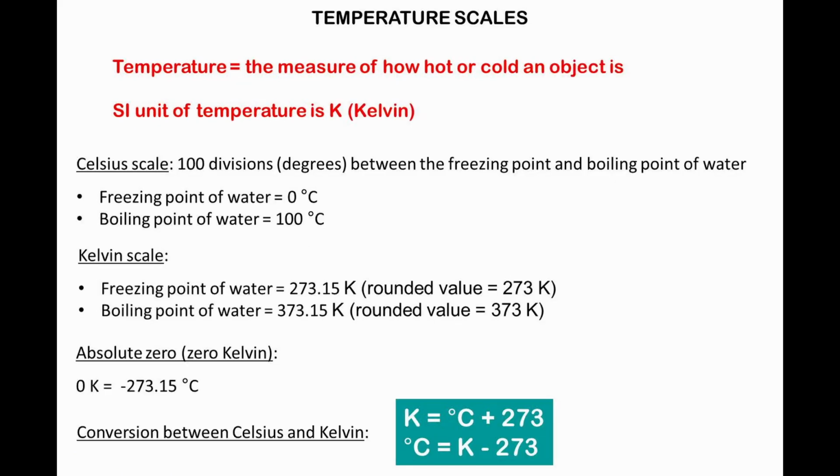Temperature is the measure of how hot or cold an object is. The SI unit of temperature is Kelvin, symbol capital letter K. There are different temperature scales. The Celsius scale has 100 divisions between the freezing point of water, 0 degrees, and boiling point of water, 100 degrees. The Kelvin scale sets absolute zero as the 0 point of the scale. The freezing point of water is 273.15 Kelvin, and the boiling point of water is 373.15 Kelvin. The formulas below show how to convert degrees Celsius to Kelvin and vice versa.